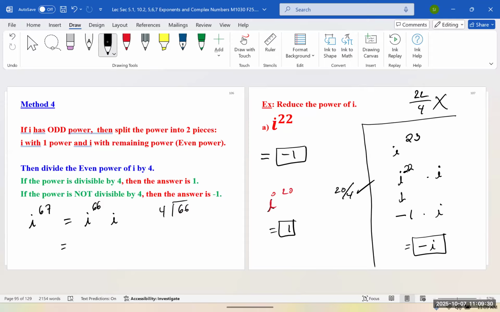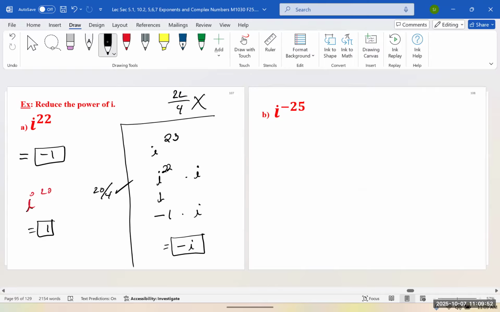So what's the answer if we cannot divide? We cannot divide, so negative 1 times I, which is negative I. Now, interesting one. What if we have a negative power?